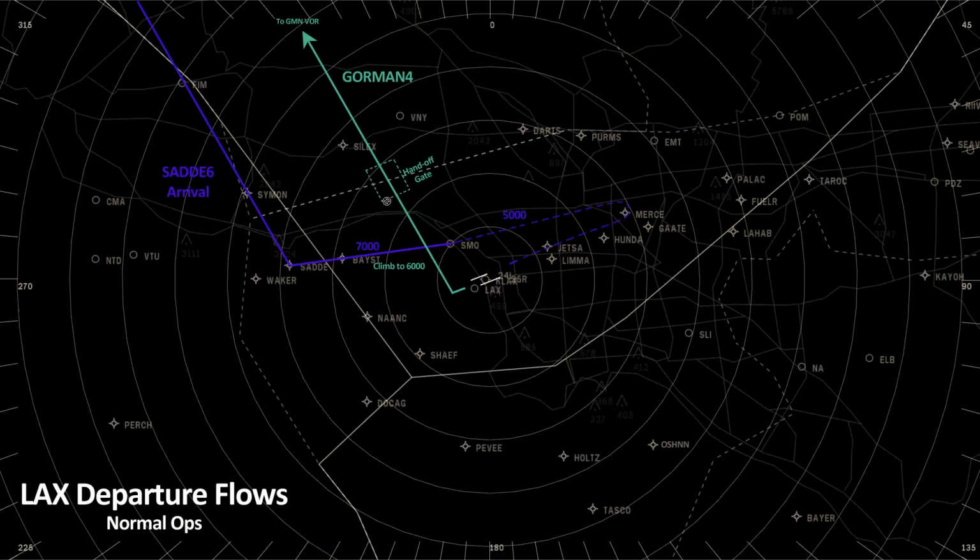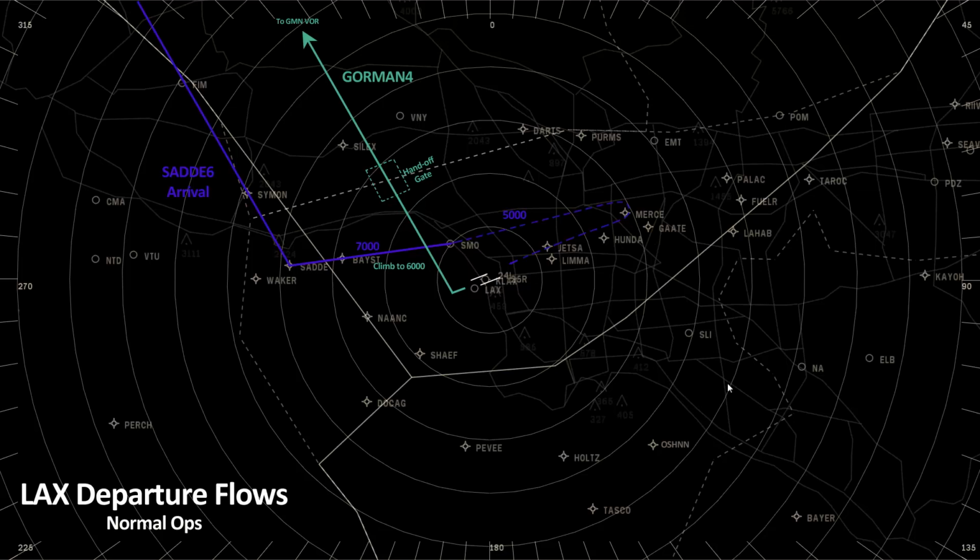Now, in real life, this is not center we're handing them to. It's another SoCal departure sector, but the game doesn't make that small distinction between handing them off to sectors and handing them off to centers, so we will say center, even though it's really not a center.